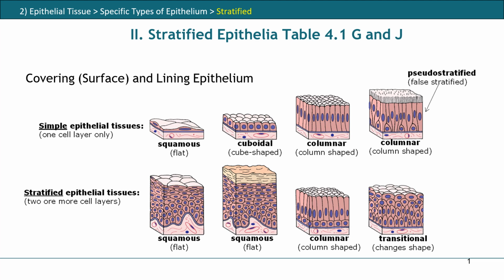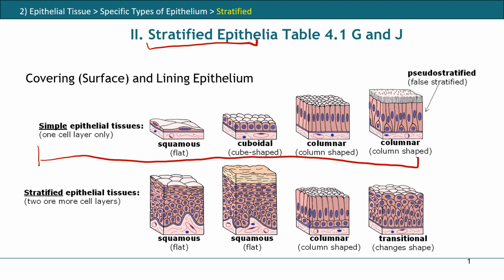Now we're going to move into the second section, into the stratified epithelium. So I'm very happy that you were able to make it up to here in the video. And remember, we studied all the simple epithelial tissue. When it's flat, it's called squamous. When it has this very organized cuboidal shape or cube shape, it is called cuboidal.